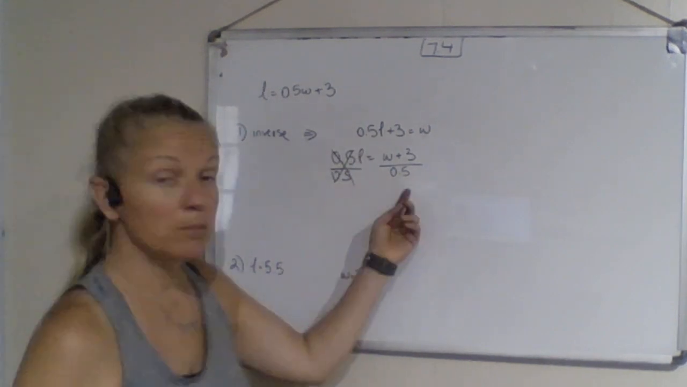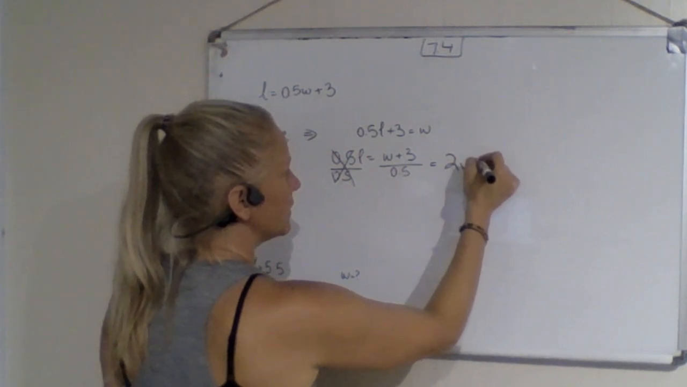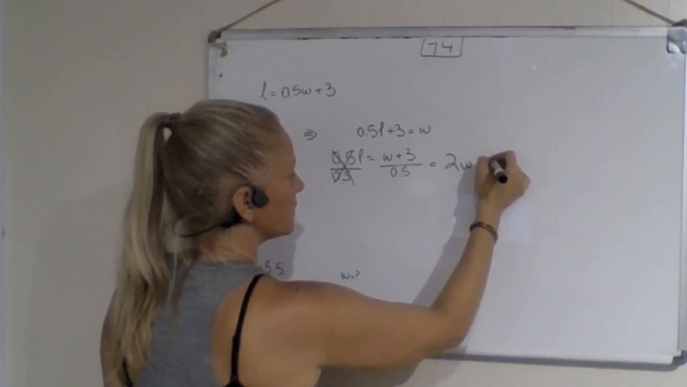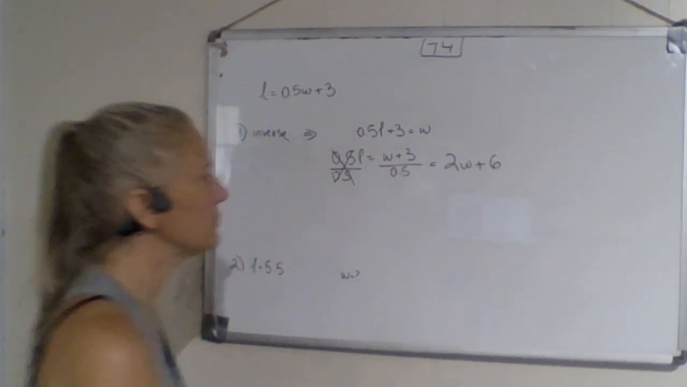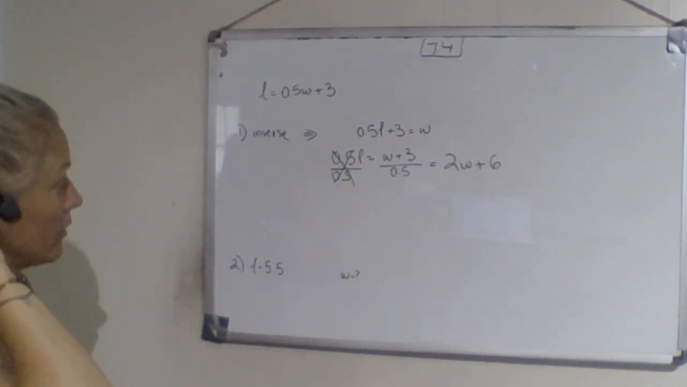Now, 1 divided by 0.5 gives me 2, so this becomes 2 W's plus 6, and that is my inverse, right? That's where I am, that's what I have, and I found my inverse.